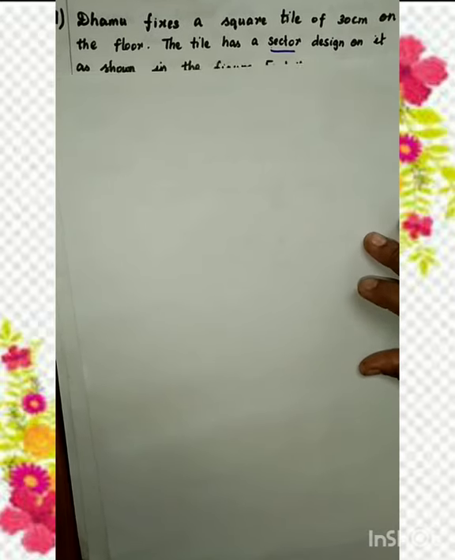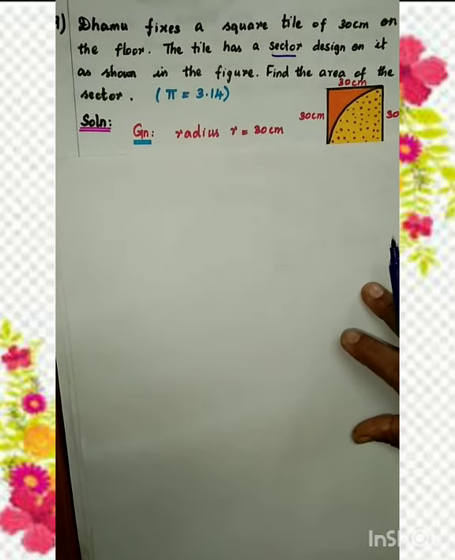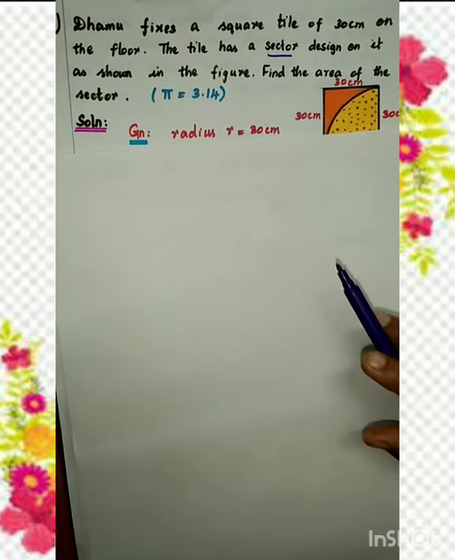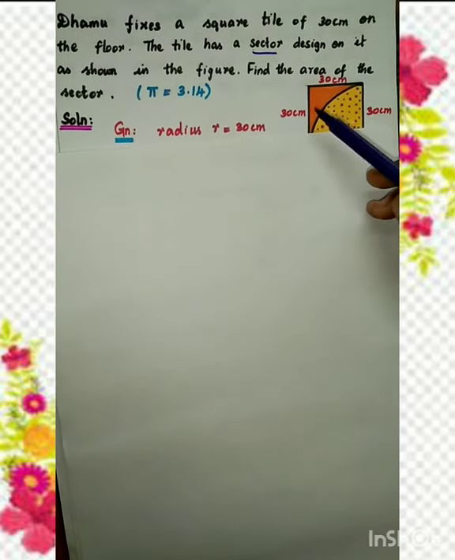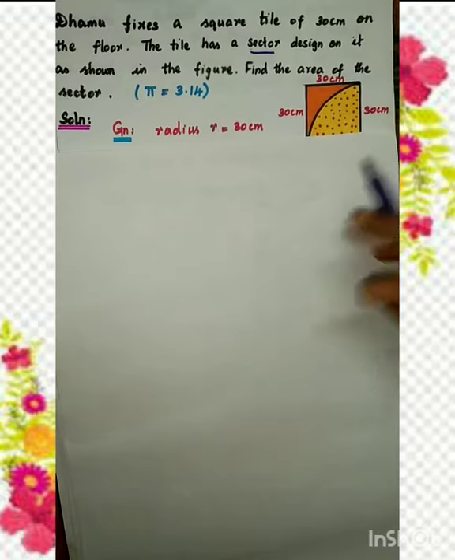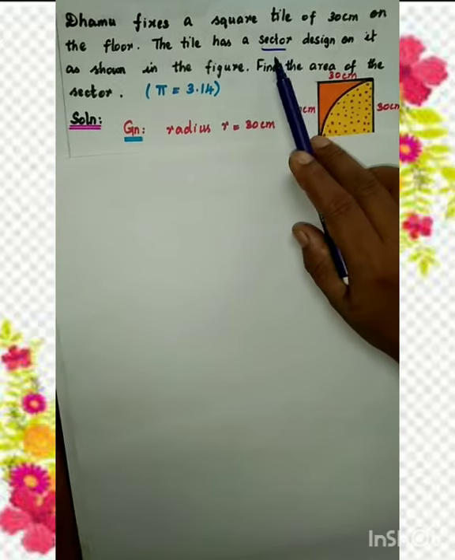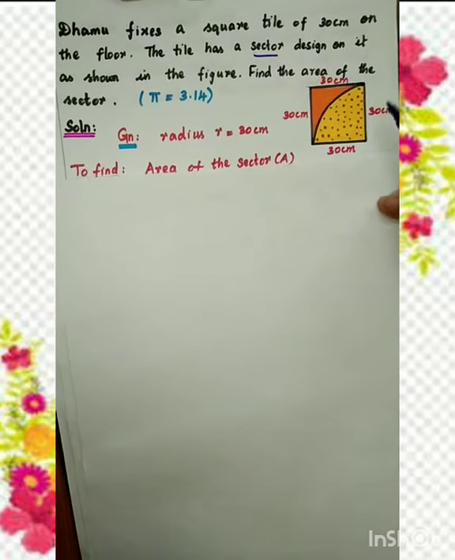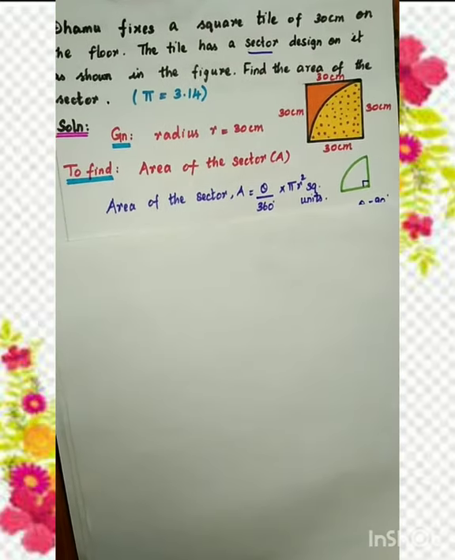Problem. Damu fixes a square tile of 30 cm on the floor. The tile has a sector design on it as shown in the figure. Find the area of the sector. Pi value is 3.14. So here, square tile, so all the sides will be 30 cm, and they have mentioned the tile has a sector design. So it is in the shape of a quadrant.